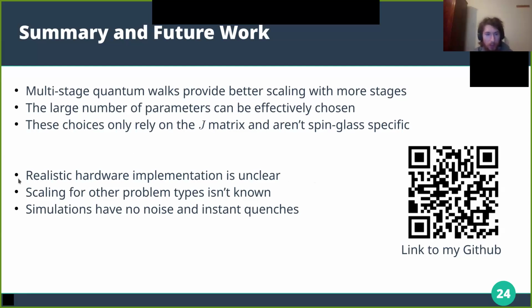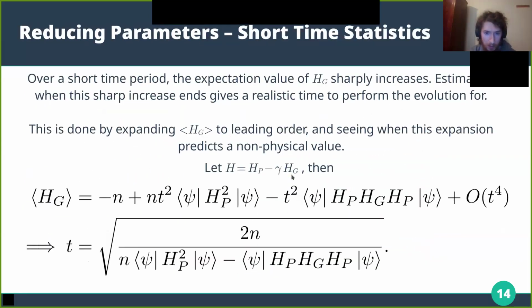A problem with this is that realistic hardware implementation is unclear. If we go back to where I say what t is here, there's a missing factor of 1 over alpha, which I said earlier. On something like D-Wave, alpha is something like 10 gigahertz. So we end up with timescales of, I think, 100 picoseconds. And then we end up with a factor that looks like n to the minus a half. So if we had a 100 qubit problem, we're looking at 10 picoseconds we have to evolve for.